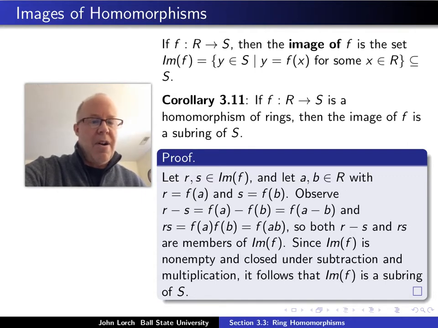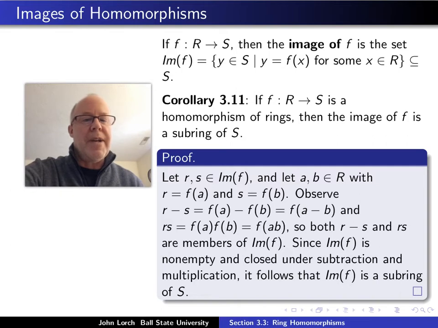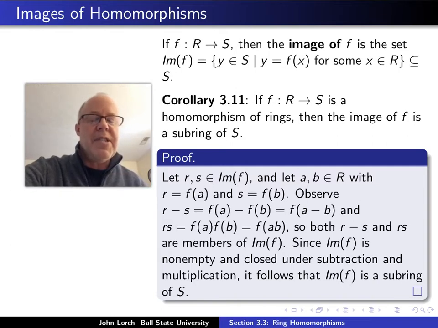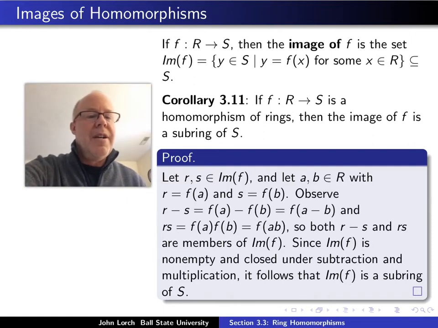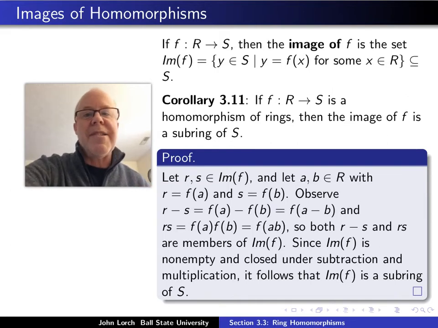So that means r minus s and r times s are again elements of the image of f, and therefore, because the image of f is non-empty and closed under subtraction and multiplication, we know that the image of f is a subring of S. Now you might be wondering how we know the image is non-empty. Well, remember that every ring has a 0 element, and f takes 0 to 0. So the 0 element in S is automatically in the image of f.